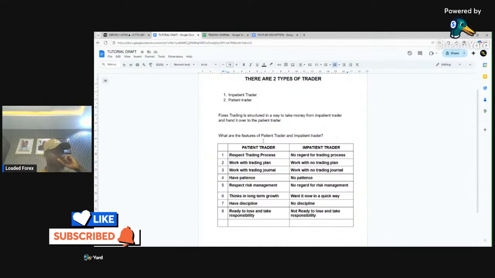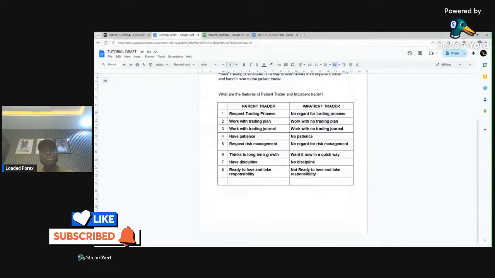So, what are the features of a patient trader and an impatient trader? Number one, a patient trader respects the process. You know, successful trading is not about every day looking at the chart, bullish candlestick, bearish candlestick, but there are some certain things that you have to understand. And at the end of today's session, you will know where you belong, whether you are a patient trader or an impatient trader.